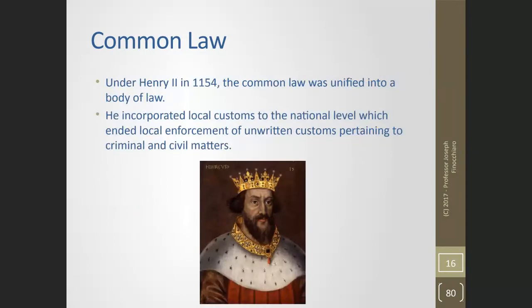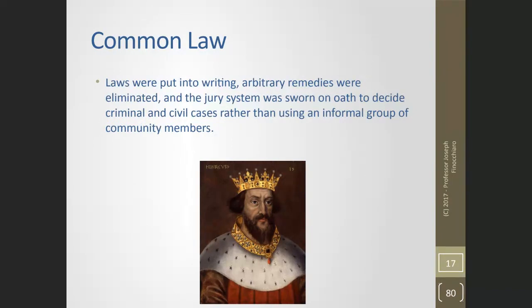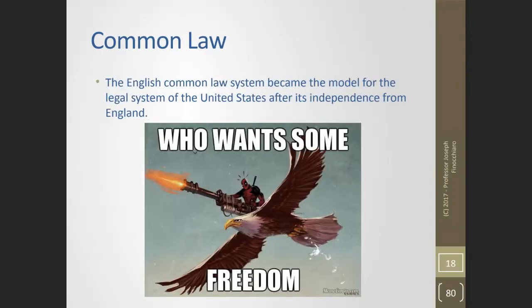Under Henry II in 1154, the common law was unified into a body of law. He incorporated local customs to the national level, which ended local enforcement of unwritten customs pertaining to criminal and civil matters. Laws were put into writing, arbitrary remedies were eliminated, and the jury system was sworn on oath to decide criminal and civil cases rather than using an informal group of community members. The English common law became the model for the legal system of the United States after its independence from England.